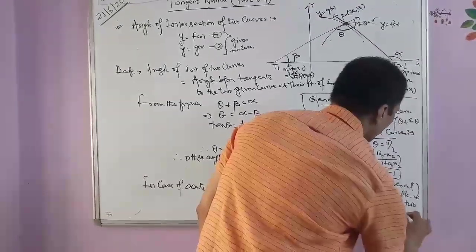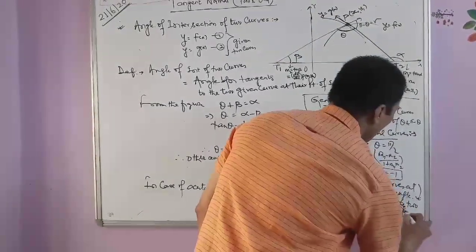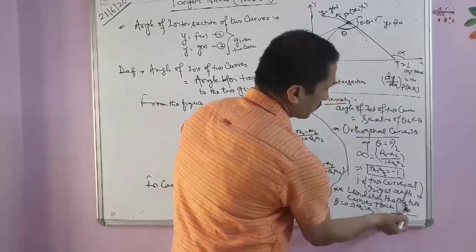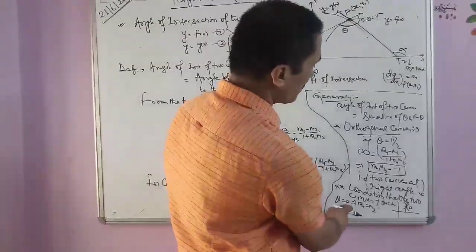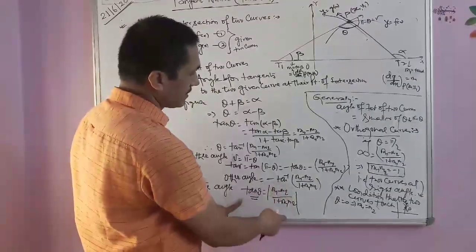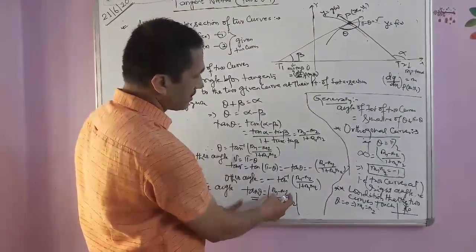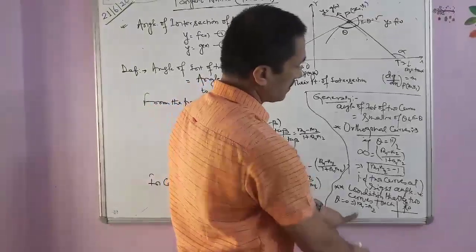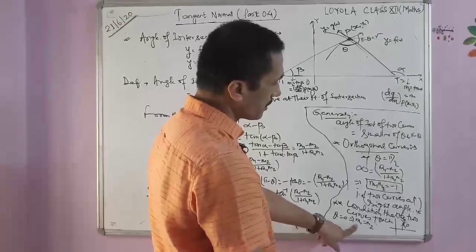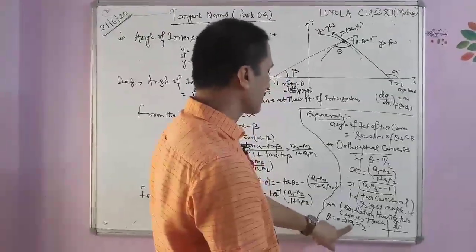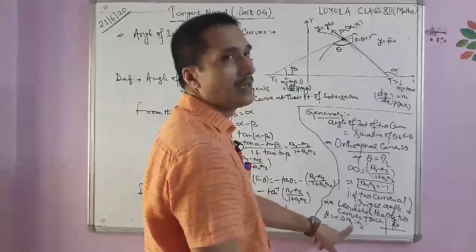This is the two curves and this is the common tangent point of intersection P. When theta equals 0, this ratio will be 0. This implies the numerator m1 minus m2 equals 0, so m1 equals m2. So if two curves touch each other, then the condition will be that their slopes are equal.